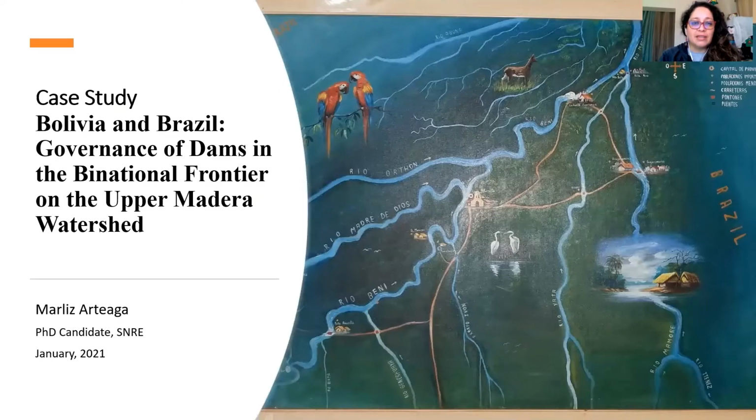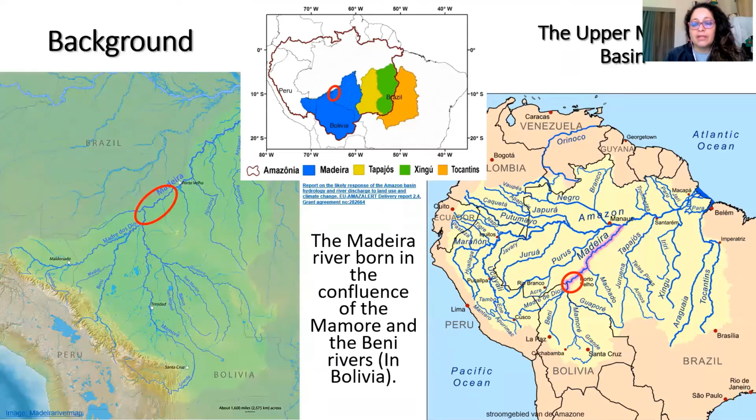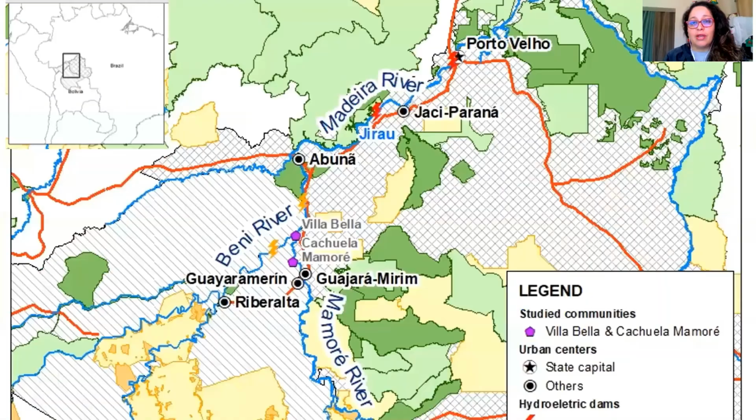So my case is related to Bolivia and Brazil, and is called Governance of Dams in the Binational Frontier on the Upper Madeira watershed. For those who don't know the background, the Upper Madeira Basin, as you can see here, is one of the biggest tributaries of the Amazon basin, and the Madeira River is born at the confluence of the Mamoré River and the Beni River in Bolivia.